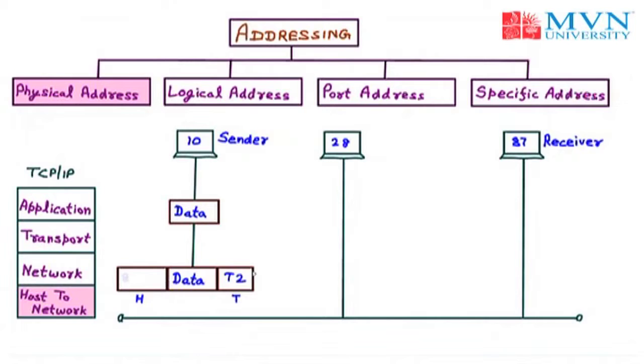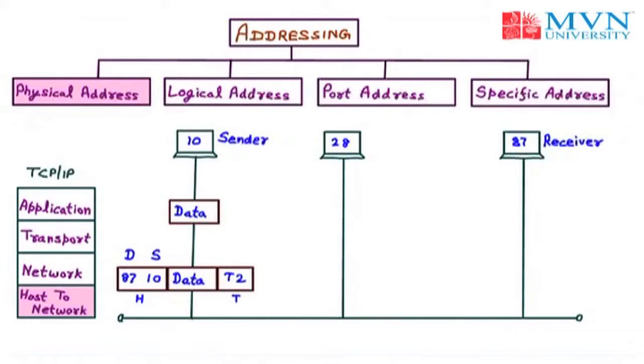Now, the destination address is 87 and the source address is 10. So that means we have firstly the destination address and then the source address. These all are the physical addresses. So now we can see that the physical addresses have their own role in the data link layer. That means in the header we will attach the source and destination address. Now that data packet will be sent to the particular bus.